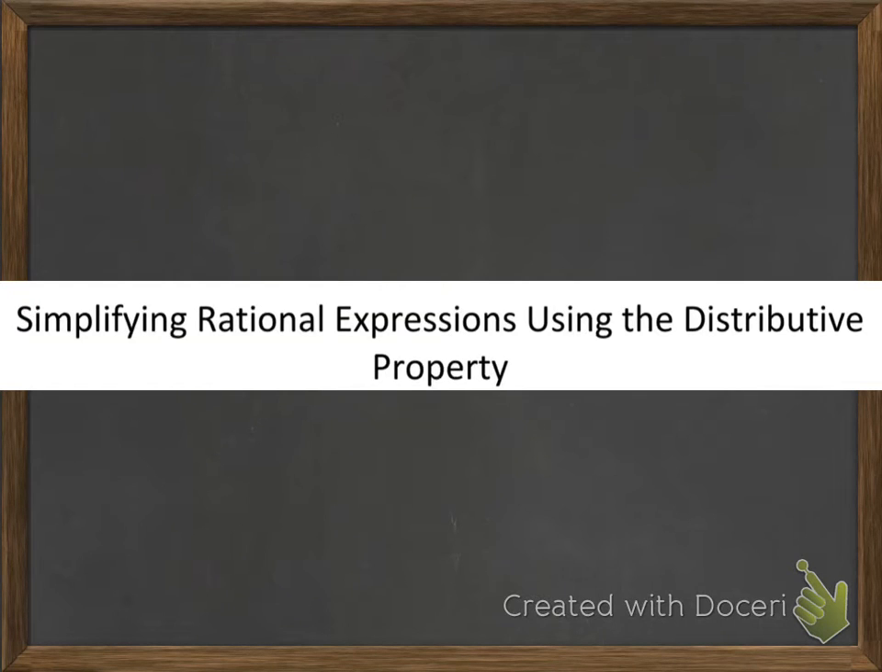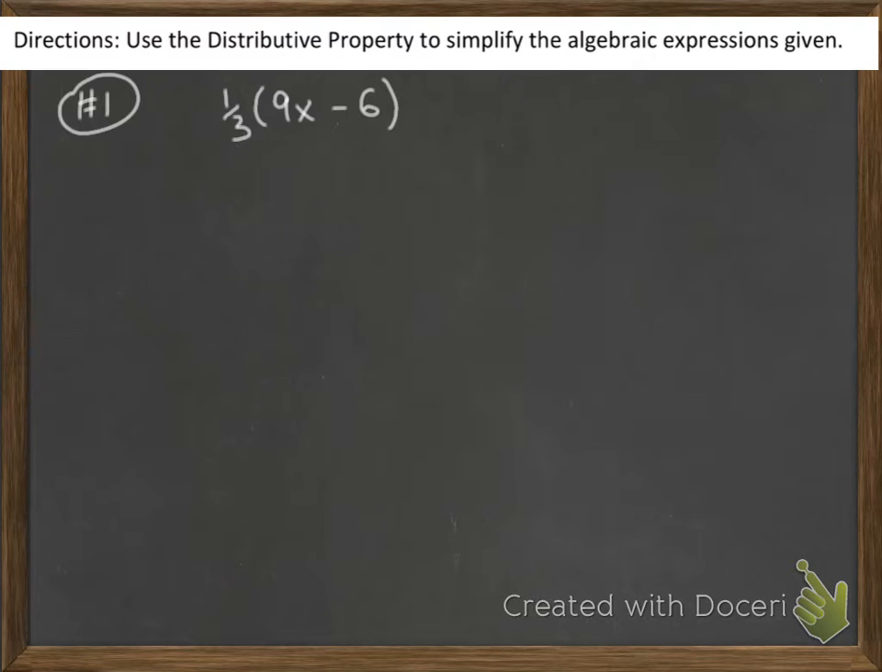Welcome to this video on simplifying rational expressions using the distributive property. Let's begin with an example. Use the distributive property to simplify the algebraic expressions given. So for number 1, we have 1/3 times the quantity 9x minus 6.